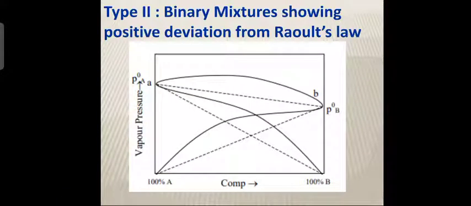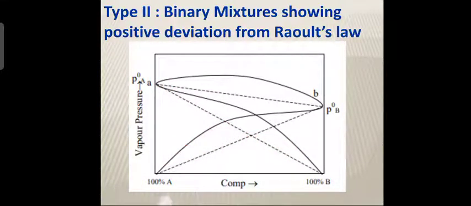Next slide. Now binary mixture showing positive deviation from Raoult's law. This is the graph obtained for the binary mixture showing positive deviation from Raoult's law. This is the vapor pressure and this is the composition. This is 100% A, this is 100% B, that means 0% A here and 0% B there. The dotted line indicates the vapor pressure composition curve for an ideal solution, and this curve shows the positive deviation. Similarly, these dotted lines are for the ideal solution.